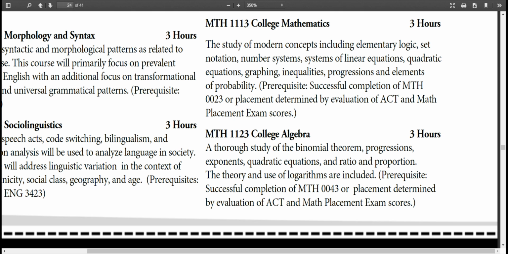So I think it's for that matter that a lot of students pick college math, because it's just more logical, visual, more concrete.